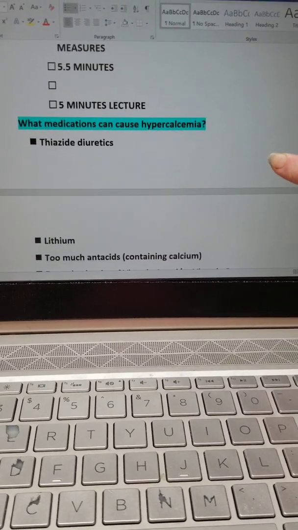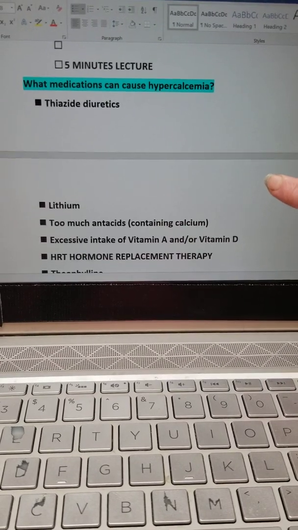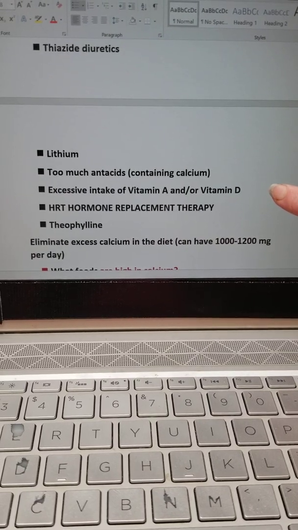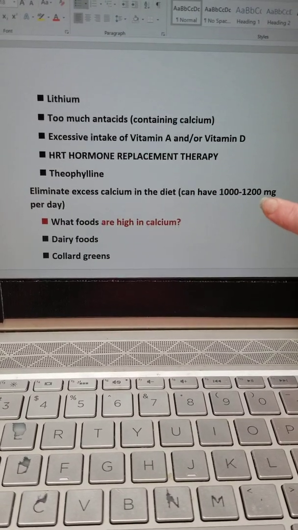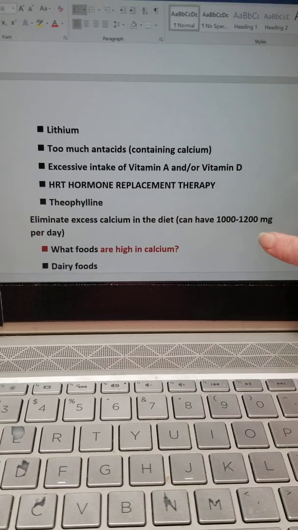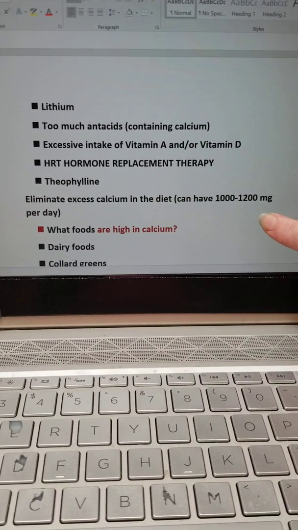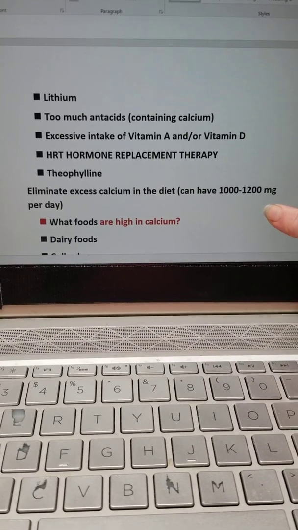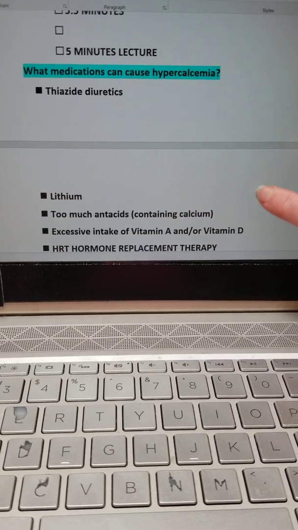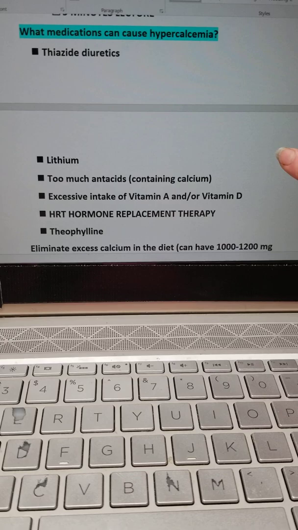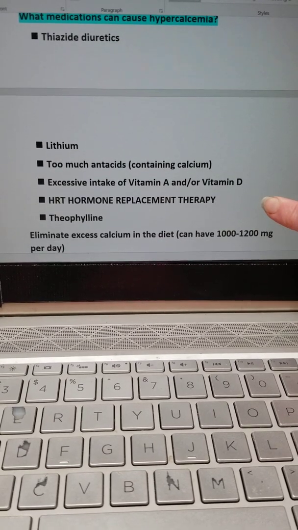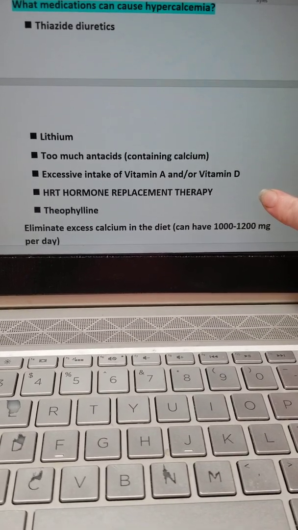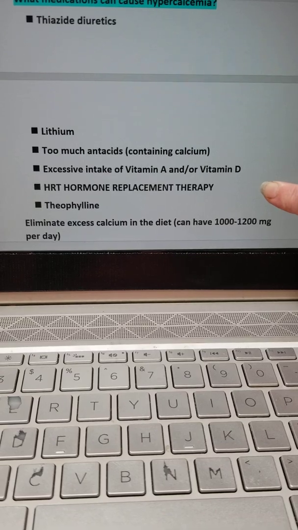What medications would you use for this hypercalcemia in the blood, high calcium? You could use thiazide diuretics for more excretion. Lithium would increase the calcium in the blood. Too much antacids containing calcium. Excessive intake of vitamin A and vitamin D. These are medications that can contribute to this hypercalcemia. So you need to review these meds. Hormone replacement therapy, HRT can cause this, and theophylline.